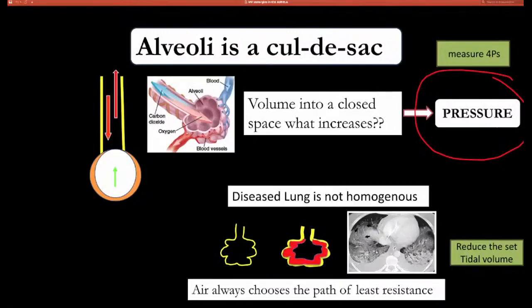Two things. A diseased lung, or even a normal lung, is not homogeneous, and the diseased lung is very, very heterogeneous. There are fewer alveoli which are capable of taking the volume. So you have to reduce the tidal volume. And when you put volume into a closed space, pressure increases, and pressure increases more now because there are fewer alveoli. So you have to measure or monitor the 4 Ps. I'll tell you in the next 2-3 slides what they are.